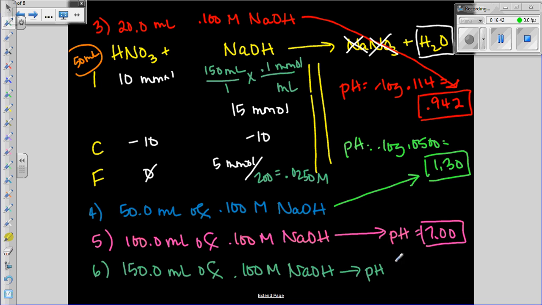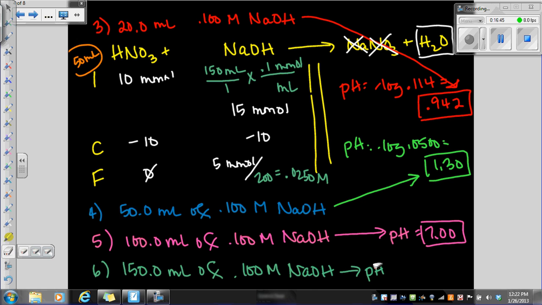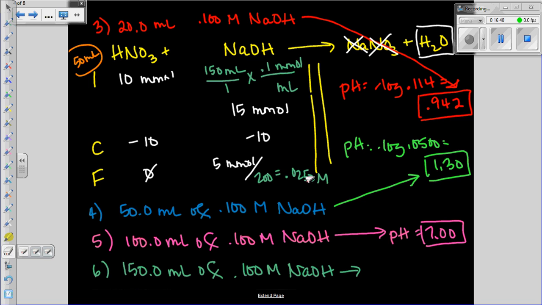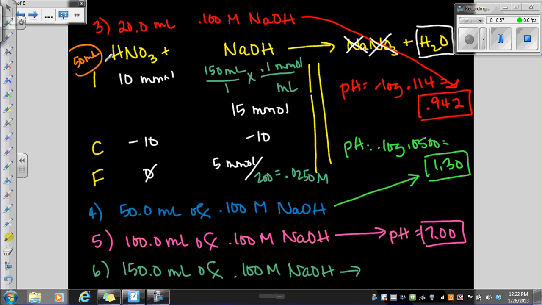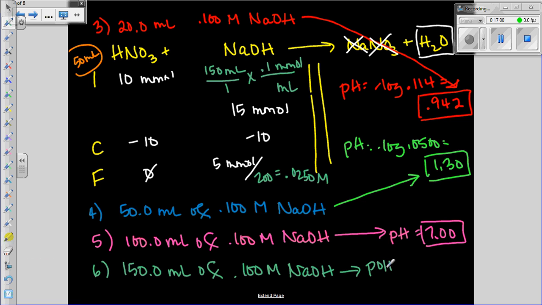Now, that's hydroxide, so I can't do pH directly. What I need to do is calculate the hydroxide ion concentration, or find pOH and then go to pH from there. So let's do pOH first. pOH is going to equal negative log of hydroxide ion concentration. Negative log of that number gives us 1.60. So pH is going to be 14 minus 1.60, which will give us 12.40.